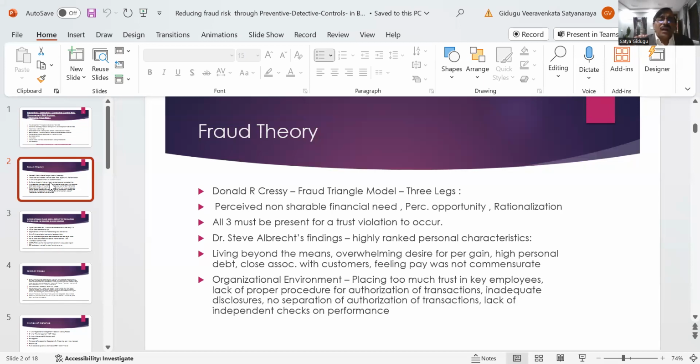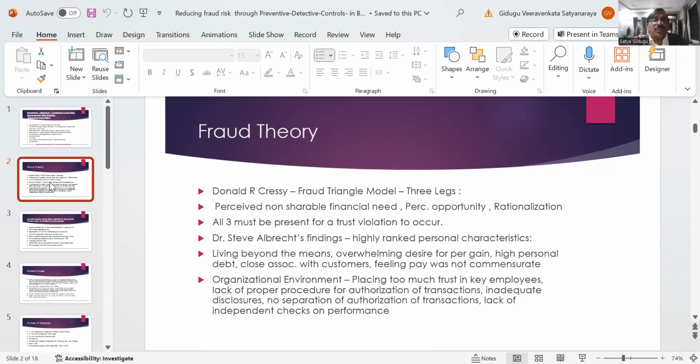So, once again, I am repeating that the fraud triad has 3 legs: financial need, perceived opportunity, and rationalization. If the 3 things happen, there is the highest probability for a fraud to occur.